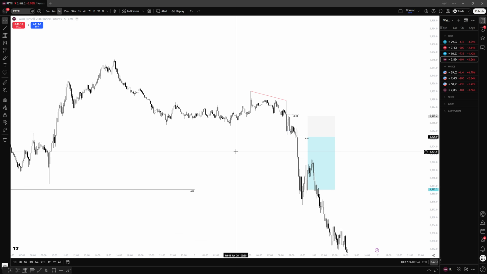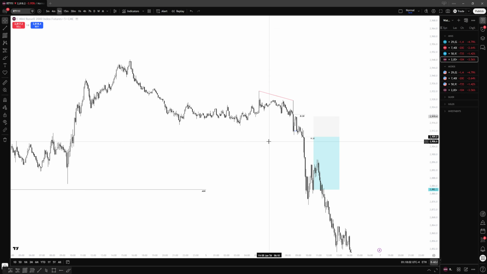And that's it, pretty much. Pretty simple framework. Everything is aligned. This is super A+.